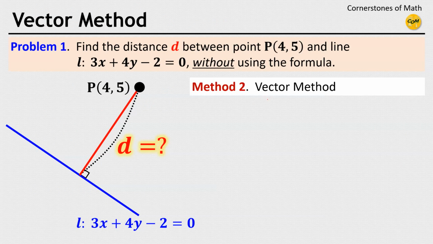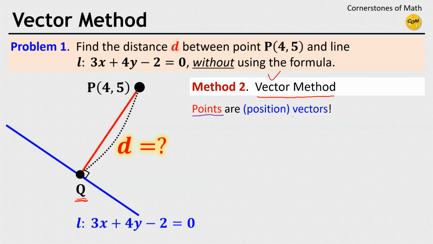And now let's take a look at the second method, the vector method. This method is actually quite similar to the first method in the sense that this intersection point Q is also involved here, but this time we do everything using vectors. In order to use the vector method, first you must have this understanding that points are essentially vectors, more specifically position vectors. Let us use this given point P as an example.